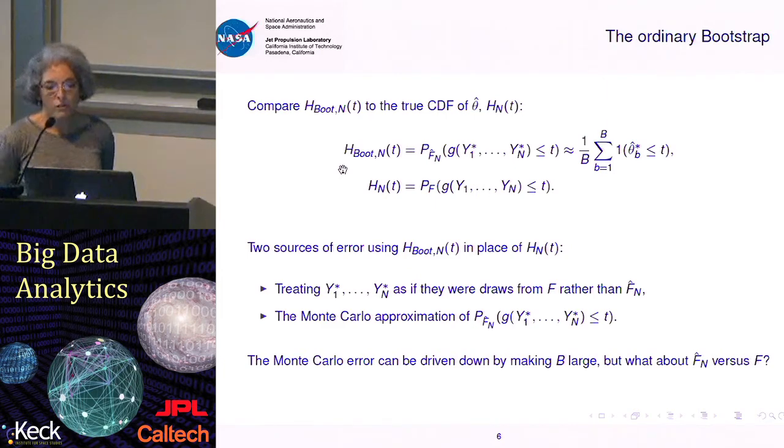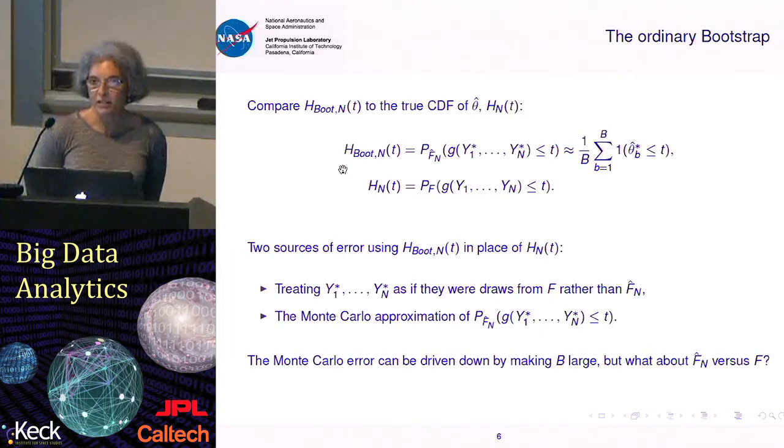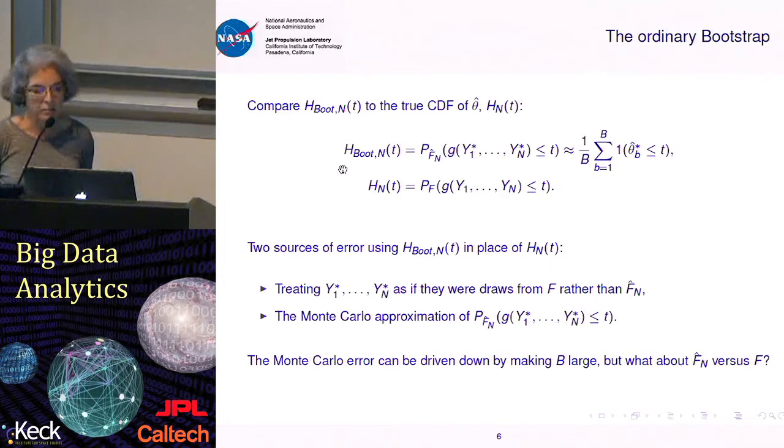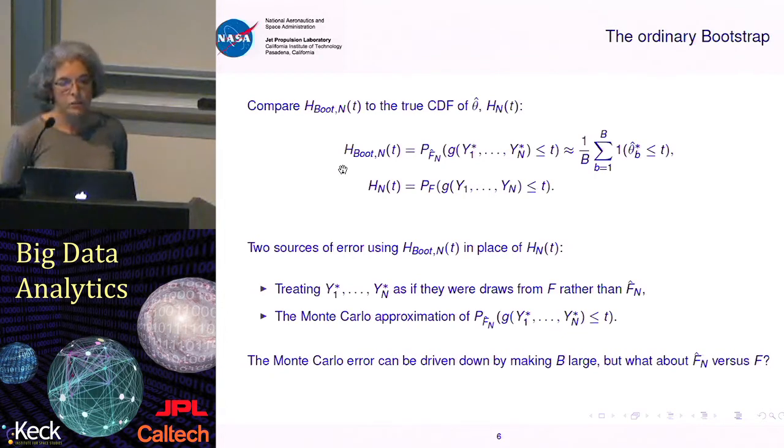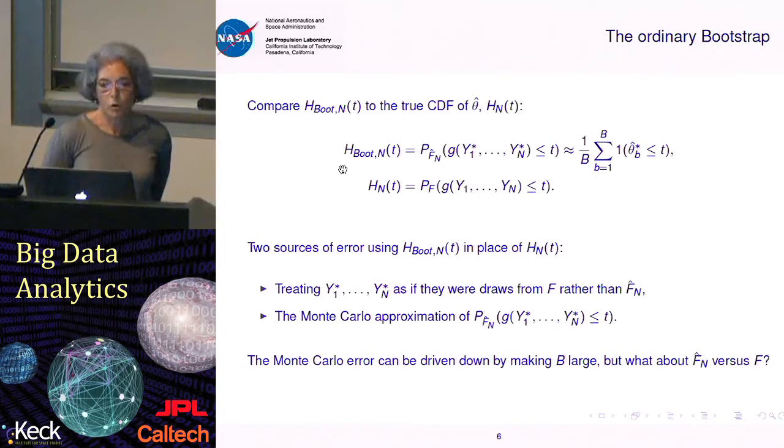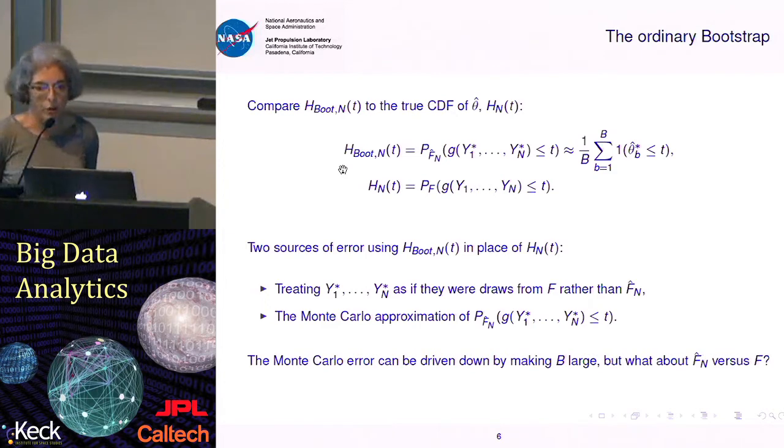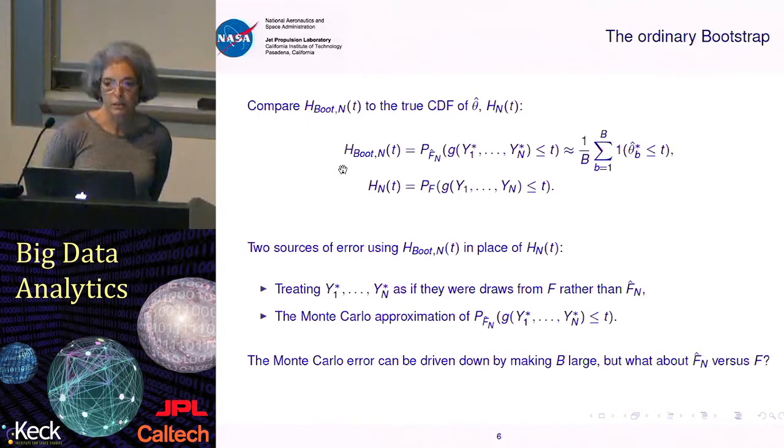We really want the true CDF of theta hat, but we only have one value of theta hat, namely the one computed from the original sample. We don't know what the true CDF is. Let's call it H sub n of t. We can, by this procedure that we just described, compute what H boot sub n is in the way that we described, and our hope is that H boot is close to H. Because if we're going to make inferences based on H boot and claim they apply to theta hat, then that would have to be true. So the question is, is that true?